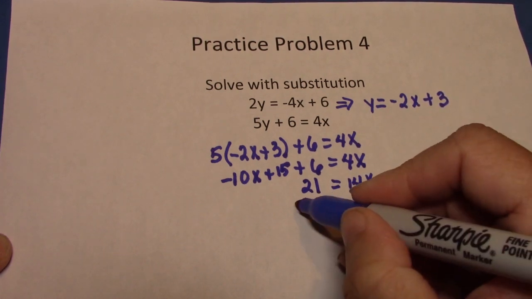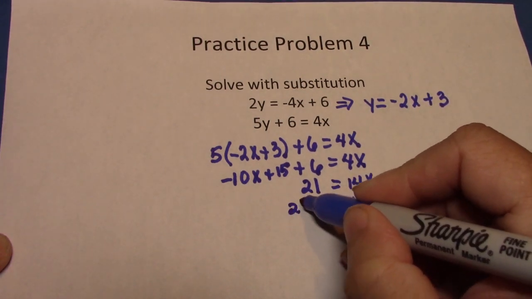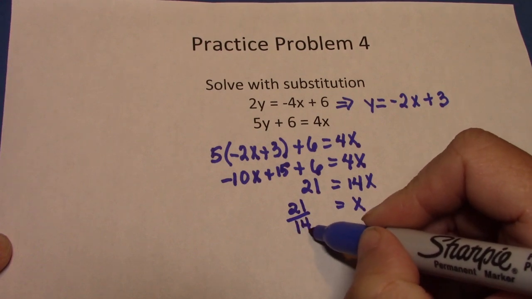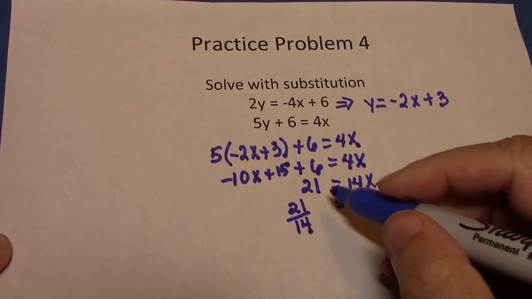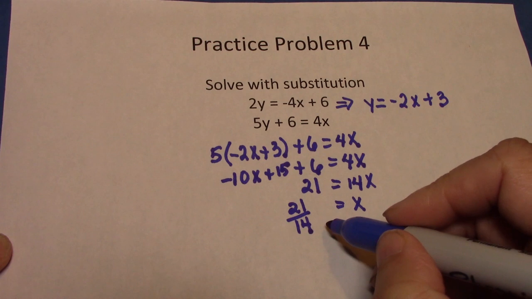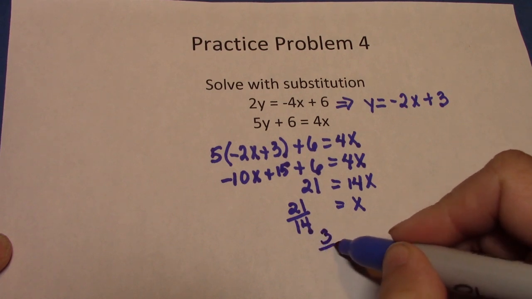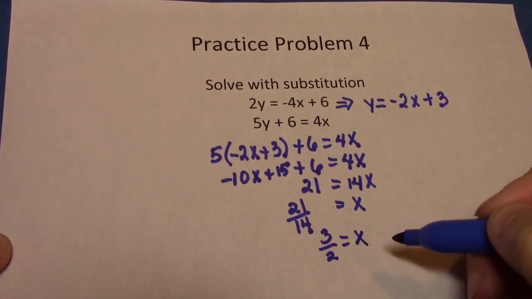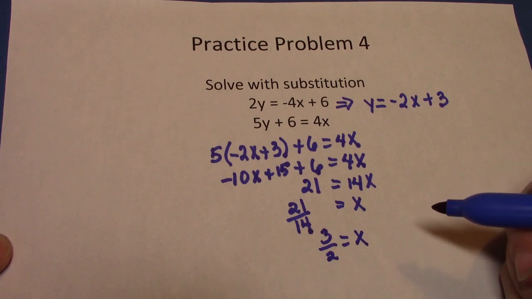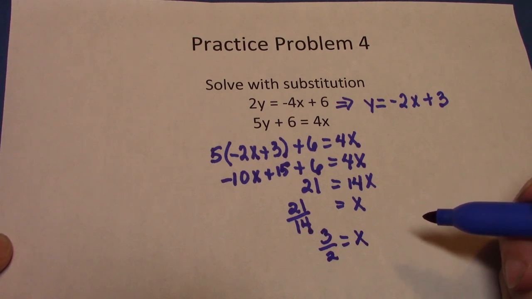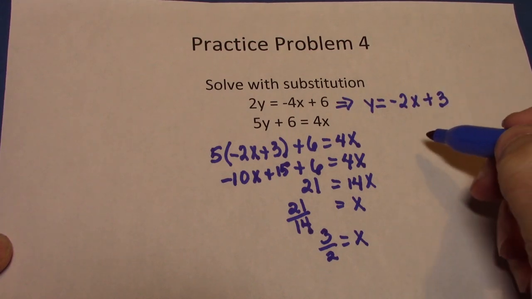So dividing by 14, that's 21 divided by 14, and of course that would simplify. They're both divisible by 7. Dividing the top and the bottom would give us 3/2 for x. So now we need to solve for y.